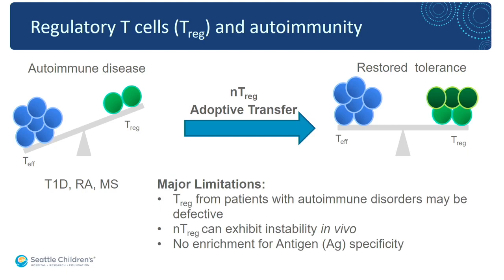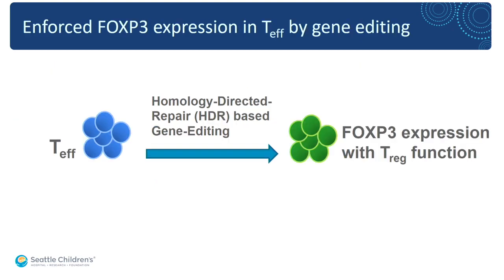First, Tregs from patients with autoimmune diseases are probably not normal to begin with. They're also relatively hard to get in large numbers and to transfer. And when they go into an inflammatory environment like this, they can exhibit instability and not function normally. And all of these approaches are not enriched for the specificity of the antigen receptor that's required to turn off a tissue-specific disease. So we took a simplistic approach to this, and we said, well, if the effectors have the specificity that we want, why don't we just turn the effectors into regulatory T cells using gene editing?